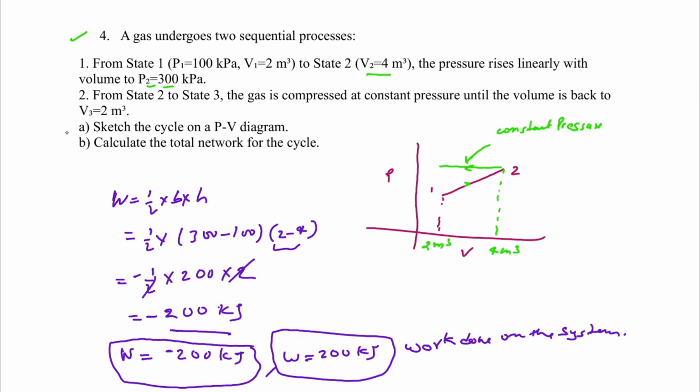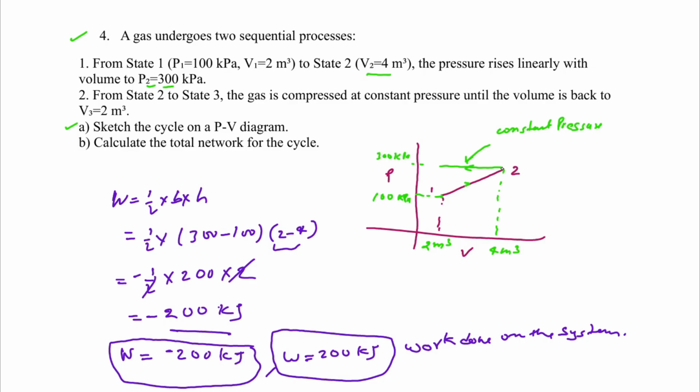So the first part is to sketch the cycle on a PV diagram. It moves from state 1, where the pressure is given as 100 kilopascal and the volume is 2 meter cube. So this is state 1. Then it goes to state 2, where the volume is given and the pressure P2 is also given, 300 kilopascal.